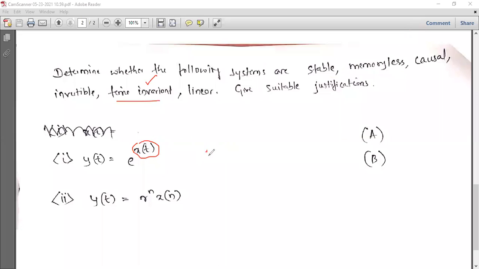And as we discussed, e to the power x1 of t plus e to the power x2 of t is not equal to e to the power of x1 of t plus x2 of t, right? So this was non-linear. See, e to the power x1 of t plus e to the power x2 of t is not equal to their multiplication, right? So this was non-linear, as discussed in the previous class.